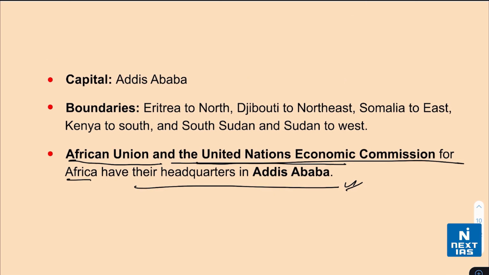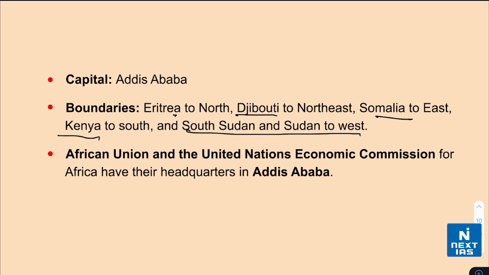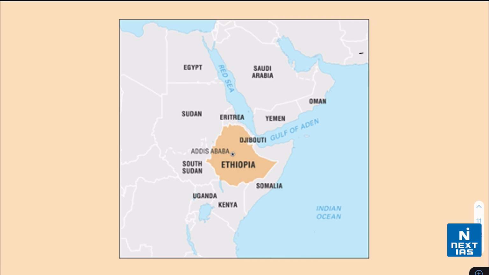Moving on, as we have discussed, it has boundaries with Eritrea, Djibouti, Somalia, Kenya, South Sudan, and Sudan. Now, Addis Ababa, the capital city, is also headquarters to the African Union and the United Nations Economic Commission for Africa. So as you can see in the map, here we have the Red Sea and here we have the Gulf of Aden. This particular region is the Horn of Africa.